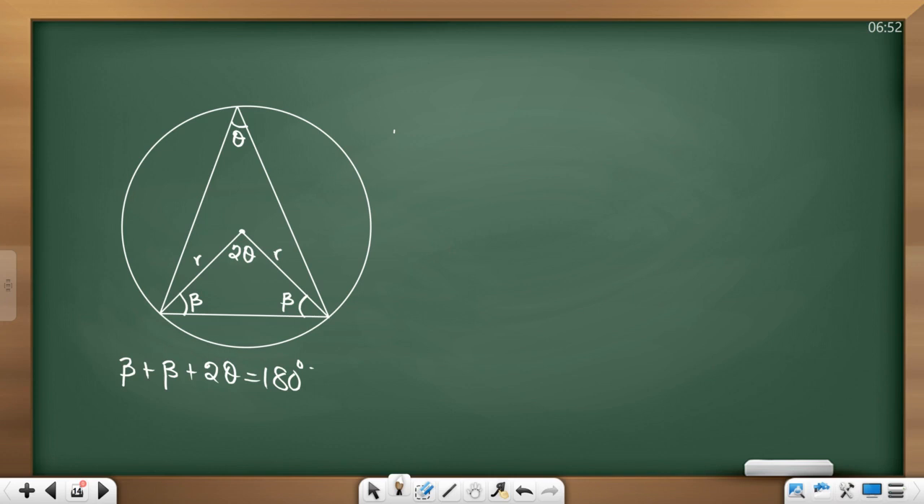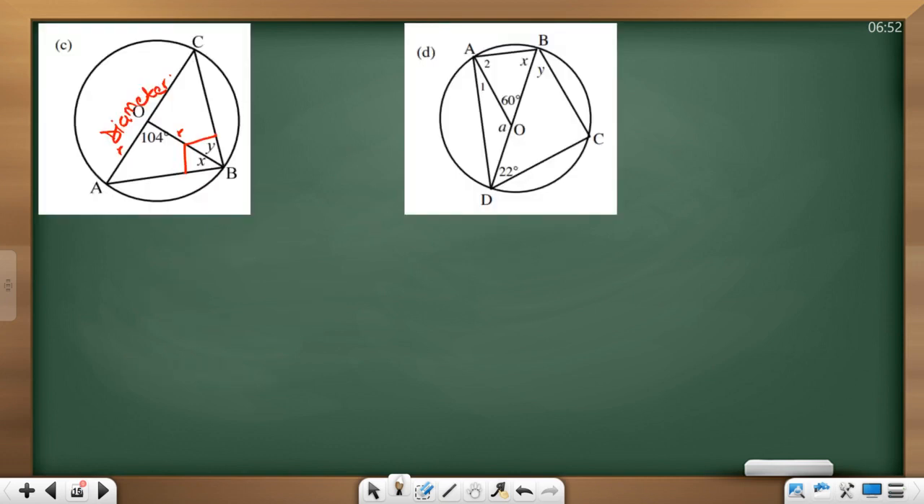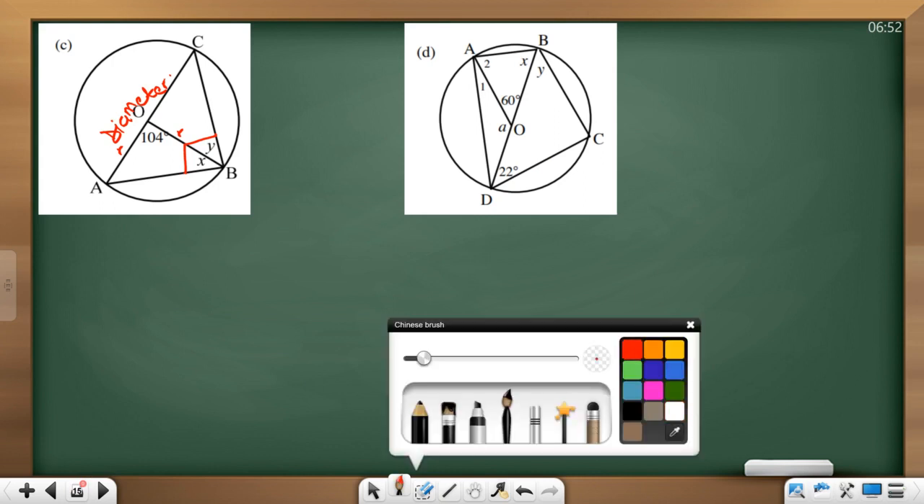Please write this in your notes. So every time we talk about radius, we are looking at 2 things. Number 1, angle at center, and number 2, angles opposite equal sides. So every time you see this, it will be tested. Angles that are opposite equal sides.